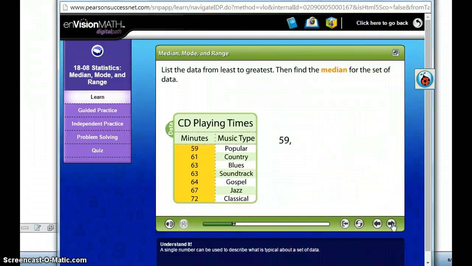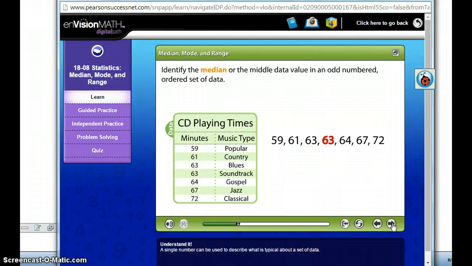List the data from least to greatest. Then find the median for the set of data. Median means what, Abby? Middle number. Identify the median or the middle data value in an odd-numbered, ordered set of data. Okay, that only works for an odd number.